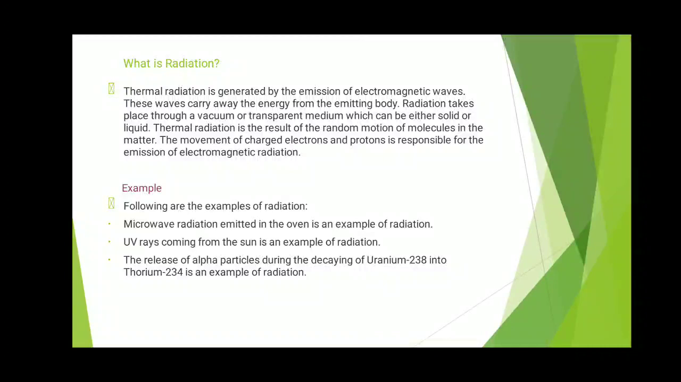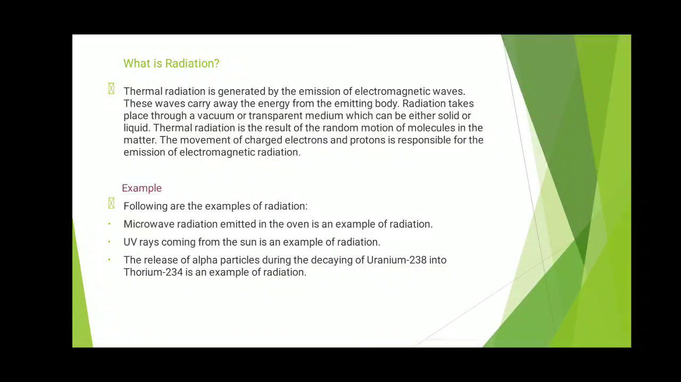There are a few examples, such as microwave radiation emitted in the oven. UV rays coming from the sun are an example of radiation. Another example of radiation is when you park a car under the sun and leave your phone inside the car for an hour. Then we can see that the phone gets very heated. This is due to the electromagnetic wave.